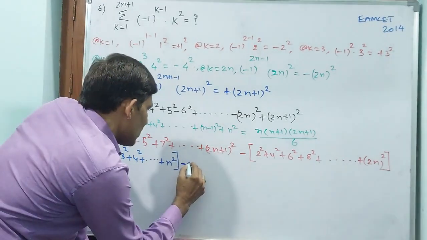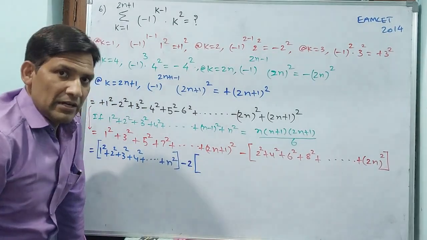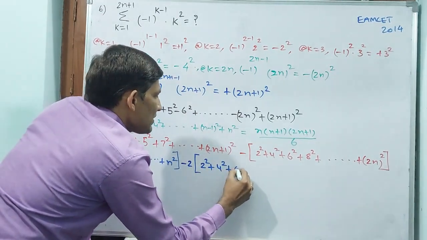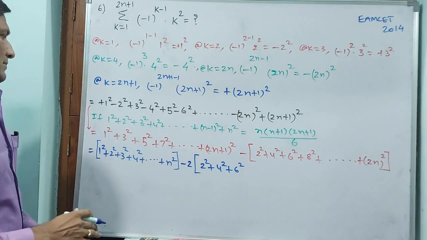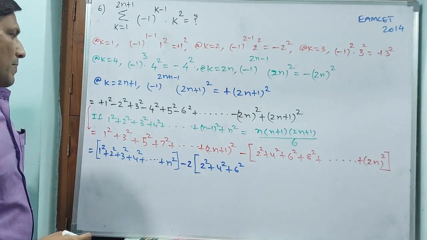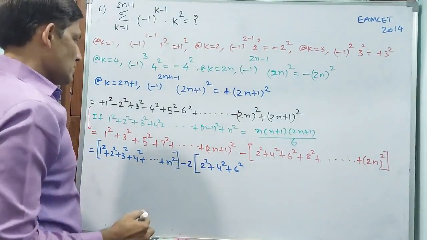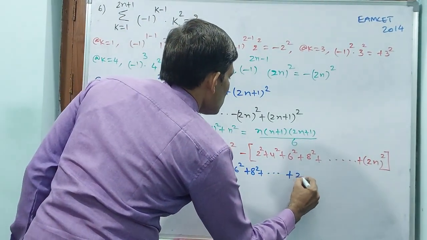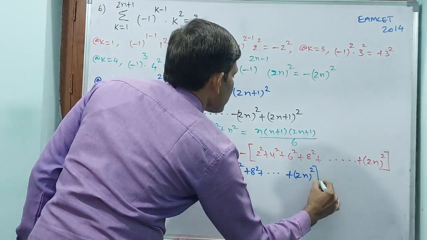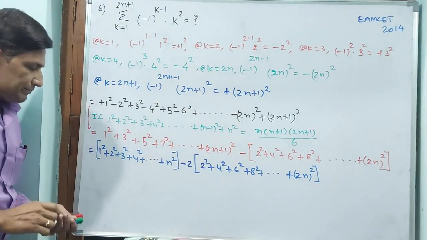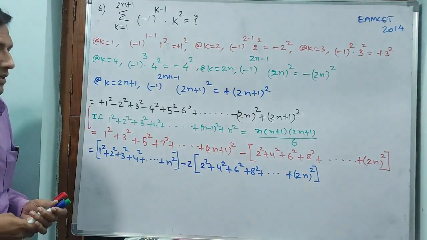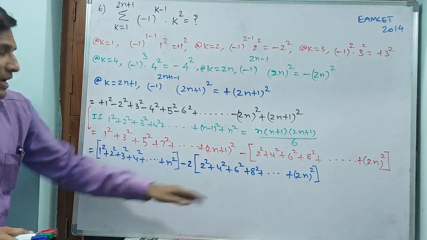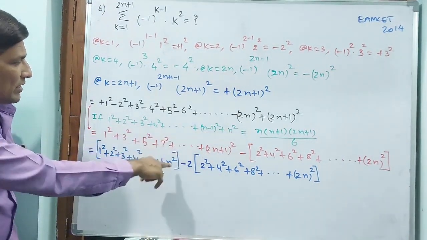That is why I am taking 2 common. Understand carefully. Again I am writing like this: 2 squared plus 4 squared plus 6 squared plus 8 squared plus, up to (2n) whole squared. Okay, now wait. Here it may be okay, but here what I am doing, 2n plus 1 only I am taking.